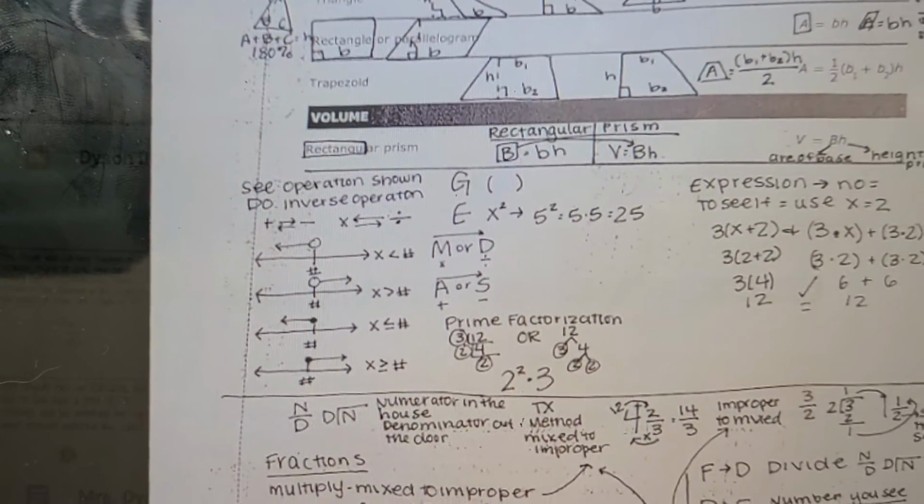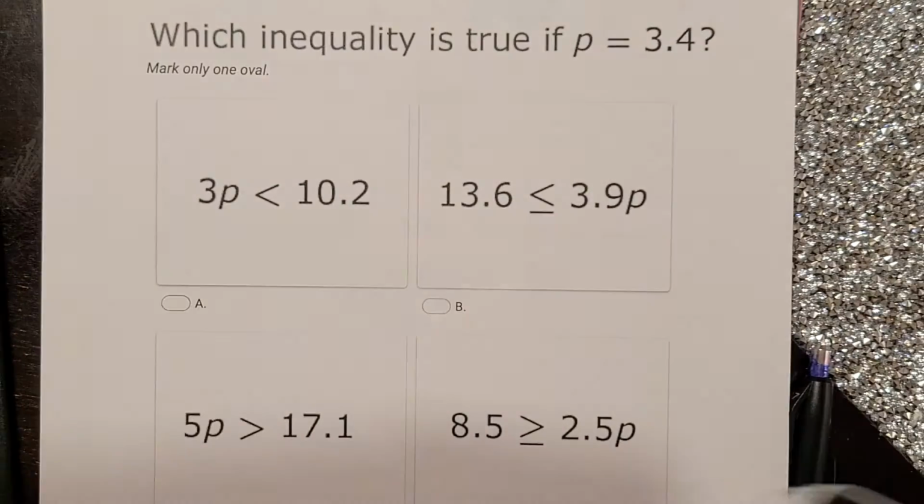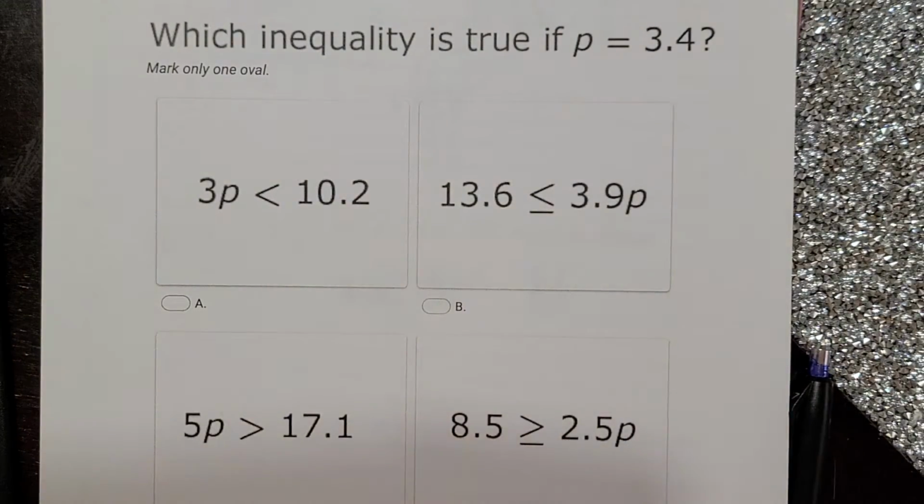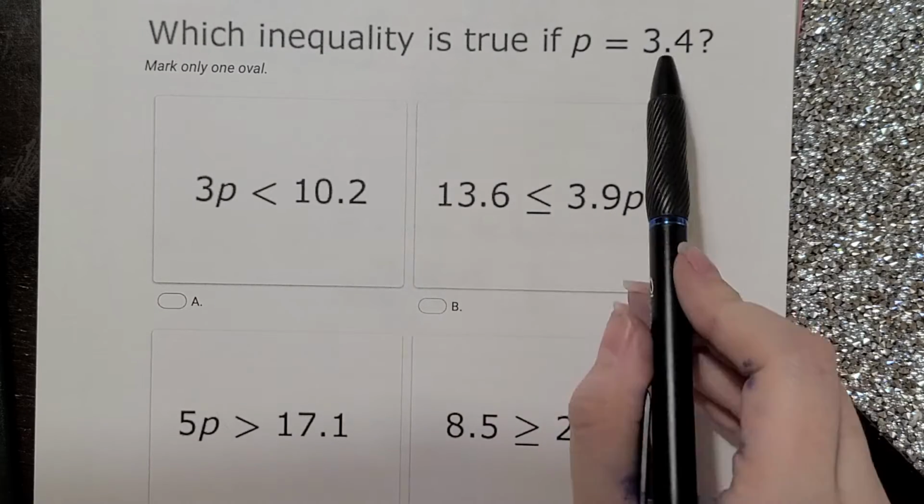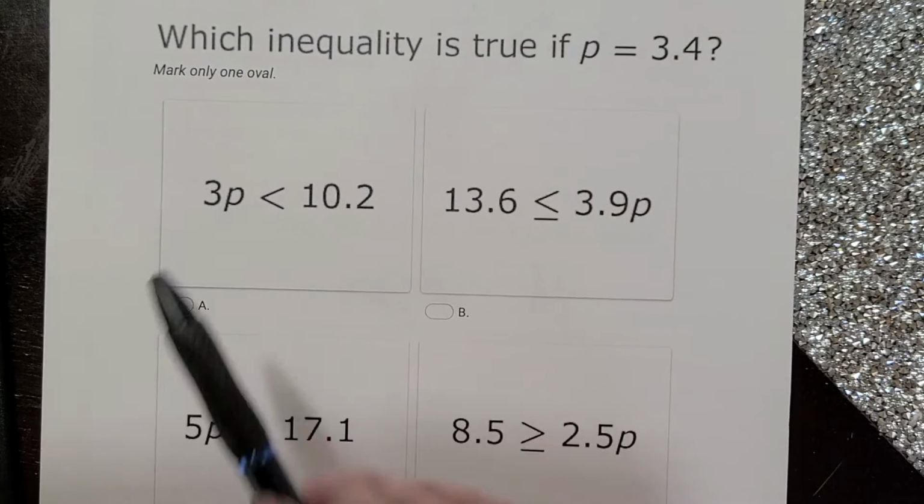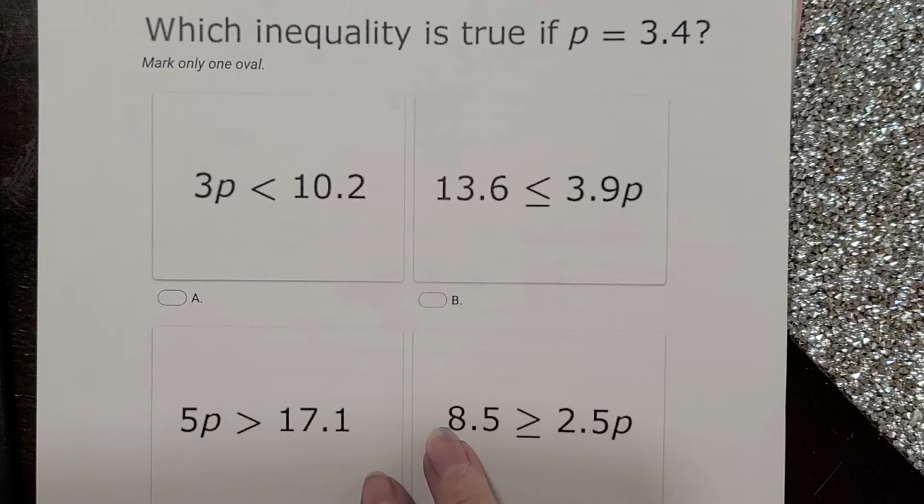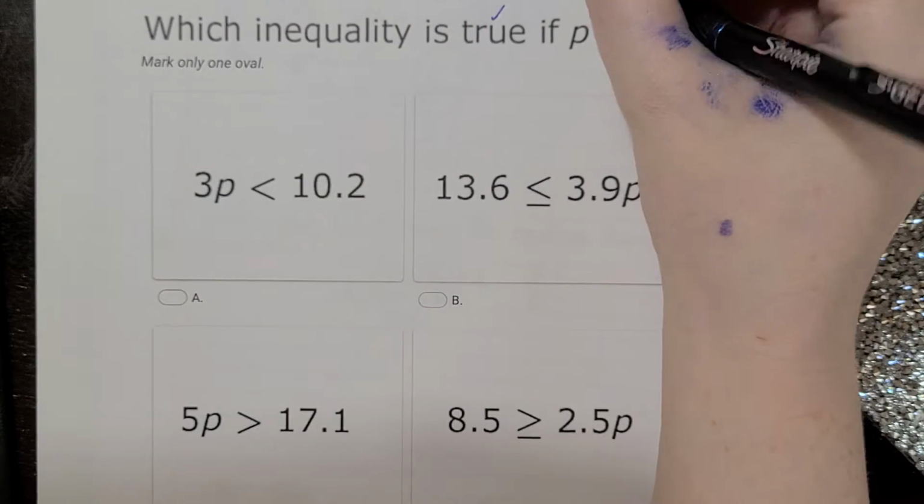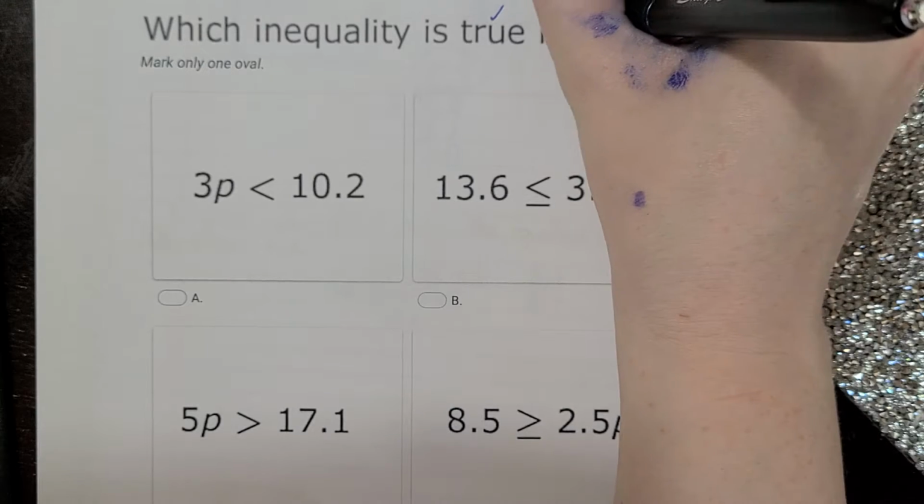Okay, on that left side above graphing inequalities, where it says see the operation shown, do the inverse, and then a little cheat sheet. Okay, you could also use your notes that cover substituting and how to plug numbers into problems to solve, but I'll talk about that in a second. So this one says, which inequality is true if your p is equal to 3.4?